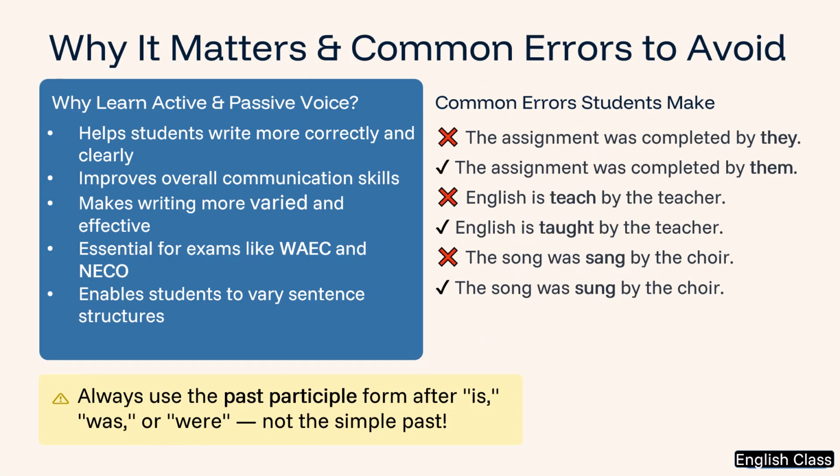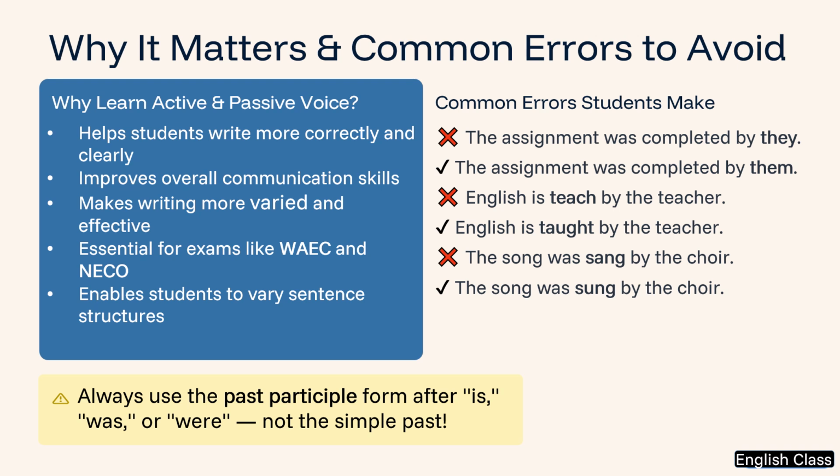Why it matters and common errors to avoid. Why do we have to learn active and passive voice? Number one, it helps students write more correctly and clearly. Number two, it improves overall communication skills. Number three, it makes writing more varied and effective. Number four, it is essential for exams like WAEC and NECO. And number five, it enables students to vary sentence structures.